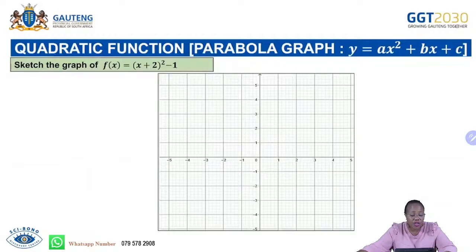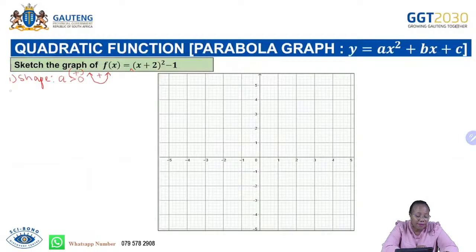And then here we are sketching the parabola graph of f(x) equals x plus 2 all squared minus 1. And then now we can also identify the shape for this function. Let's start by identifying the shape. The shape of this graph depends on the value of a, which is positive 1 there. So if you look at the a value here, it is greater than 0, meaning it is positive. If that is the case, now we are expecting a parabola graph that is concave up in shape. That is the first thing.